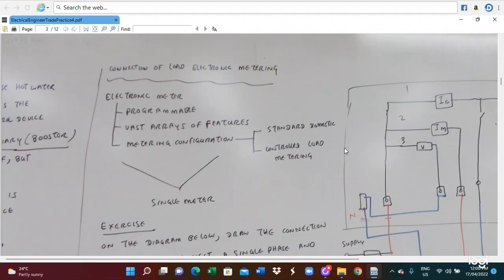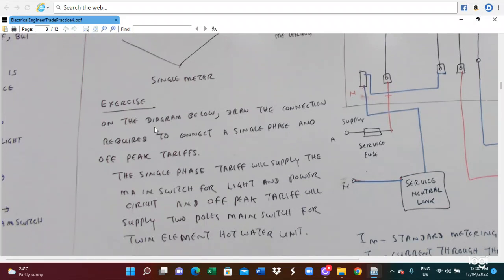So here we can see the connection of the load electronic metering. The electronic meter is programmable, and it also has a vast array of features and metering configurations. So this is the standard domestic or controlled metering system. In this case, this line diagram is a connection for the single phase and off-peak tariff.